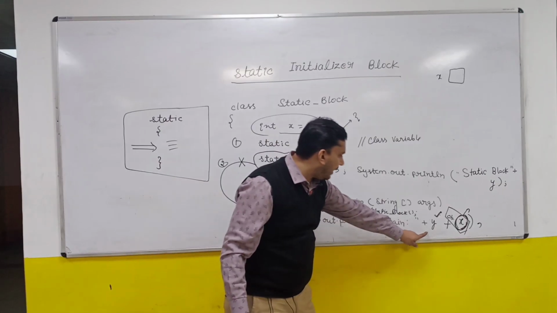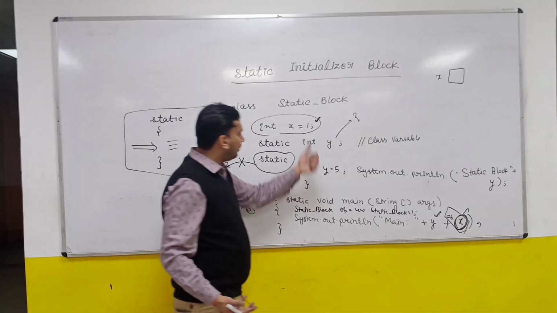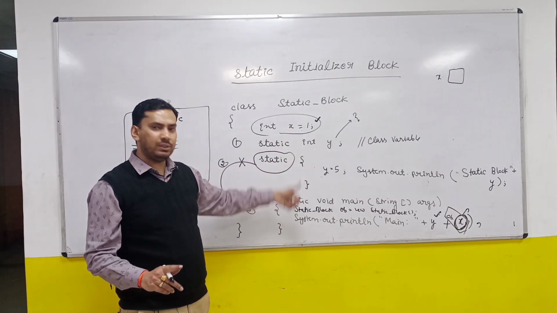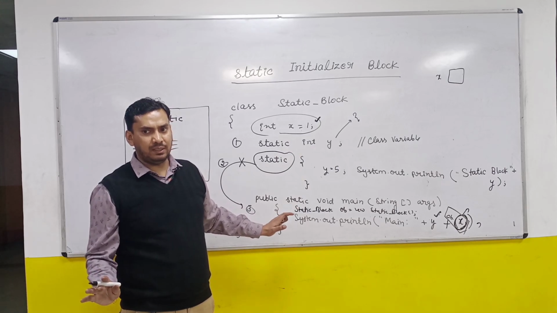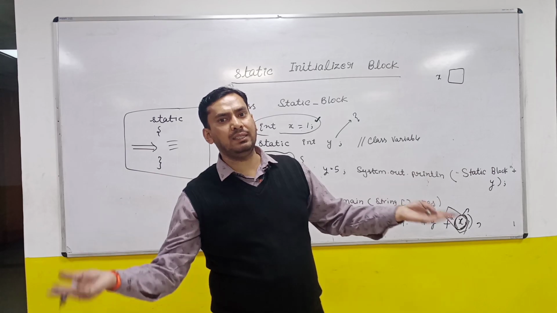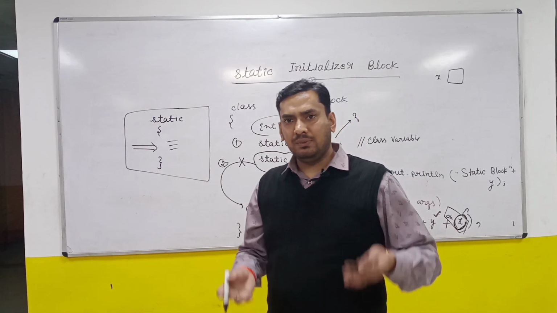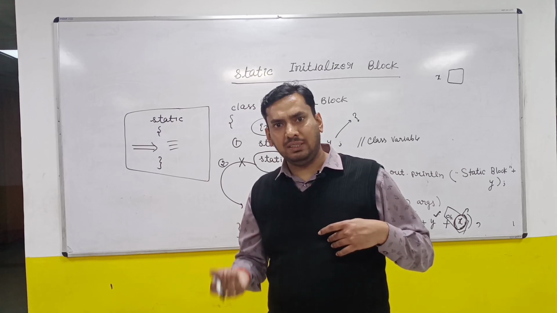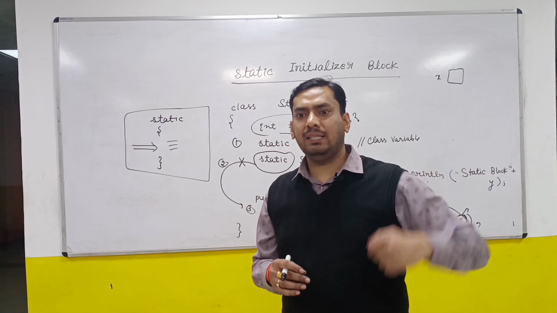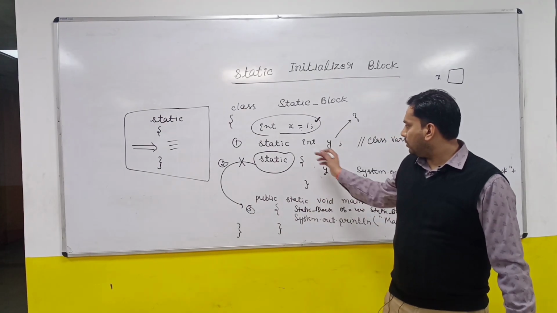But for y you don't need ob. So from static to non-static, an object reference is required. From static to static, no object reference is required. From non-static, you can access static as well as non-static members. The non-static is not creating any problem. From a non-static function or constructor or any scope, you can access static members as well as non-static members. So that's all about the static block.